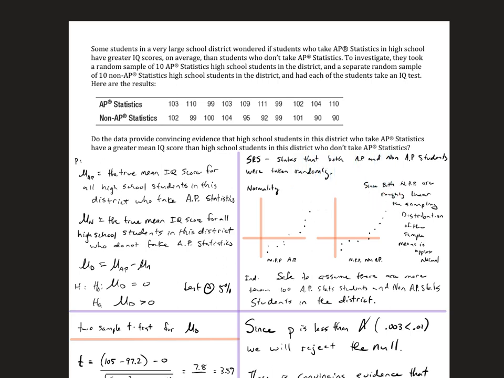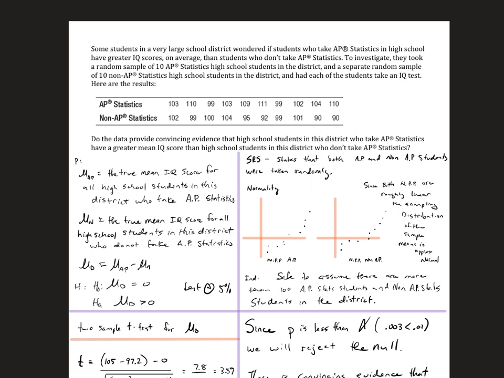So the answer to the question, is this going to be a paired t or is this a two sample? I look and I have two different populations. I have those students who took AP statistics that I sampled from, and then I have non-AP statistics students that I sampled from.